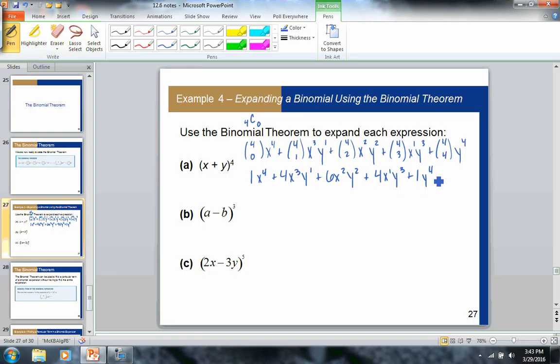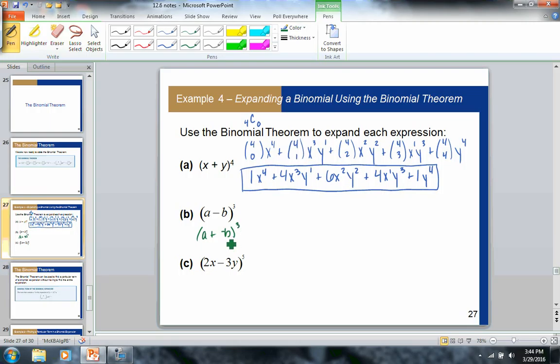Okay, so that'll be my final answer then for my expanded binomial. It's going to be that polynomial with 5 terms in it. Okay, so let's try part B then. This is where we're going to have alternating signs because we've got a minus b. So we're going to think of this as like a plus a negative b to the third. So we're going to take that negative with the b.